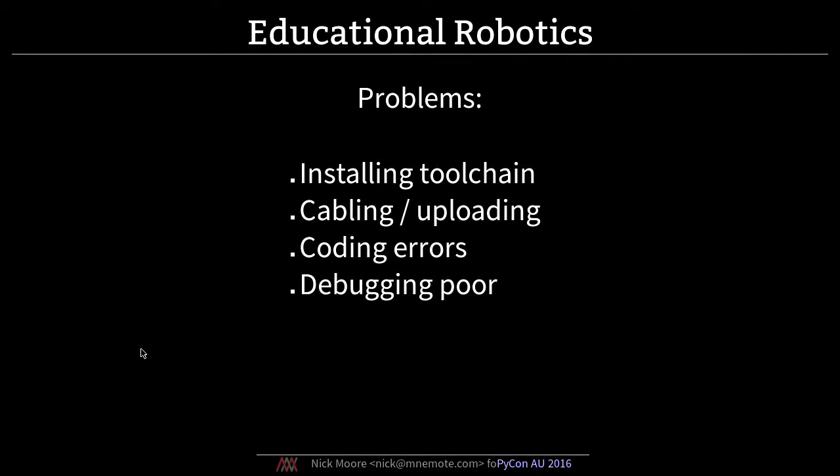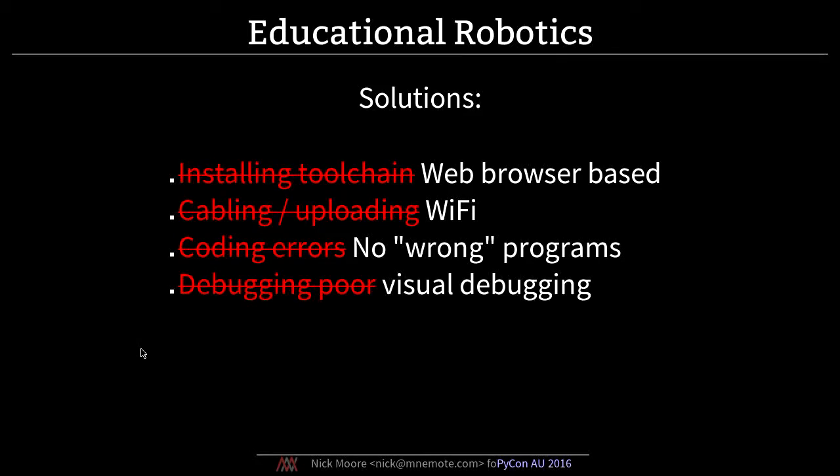I had a look at a lot of the products on the market, and there's some problems I identified there. The tool chain is a pain to install. The cabling, just plugging things in and out, is a pain, especially for small children who are a bit funny about putting USB ports in the wrong way up all the time. Coding errors like syntax errors are really off-putting. You go, I've got this idea, I'll do this thing. Syntax error, where, what, why, a semicolon? What's a semicolon, Dad? I felt that was a really big problem, and the debugging support is quite poor.